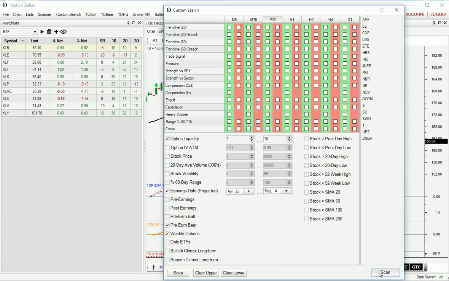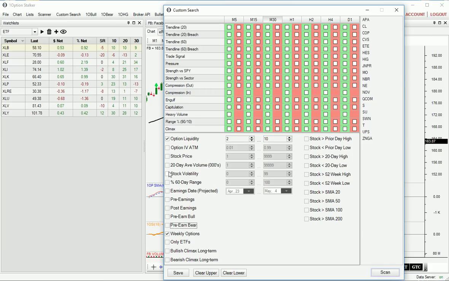And let's run that scan. And there's your list. So you'd want to check these and see if they're in that, well, they are in that time frame. You want to make sure that they've got some technical weakness, some overhead resistance. Now, once earnings actually happen, I'm going to unclick this earnings projected date box right here. And I'm going to unclick this pre-earnings bear box.